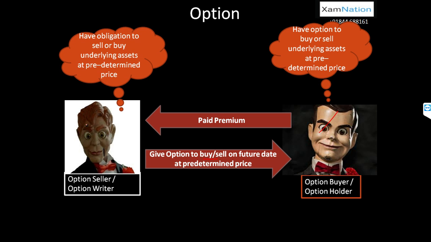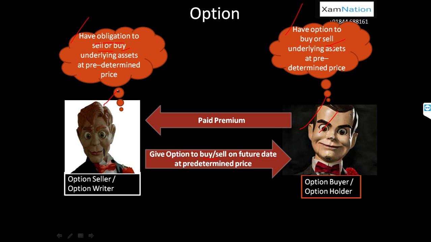Whereas this person who sold the option has the obligation to sell. For example, if this person wants to buy something, he cannot run away, he has to sell. If the option buyer wants to sell the underlying asset, this person cannot run, he has to buy. This is the difference between options and forward or futures. There this person has the option and this person has the obligation, whereas in futures or forwards both persons have obligations.